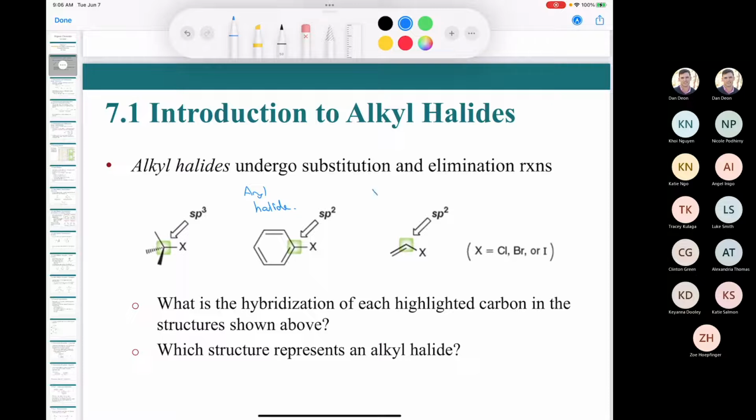And we would refer to this one as a vinyl halide because the halogen is attached to a vinyl group. The alkyl halide is the one where the halogen is attached to the alkyl group. And so this one would be our alkyl halide. Thus, we're going to be spending time focusing on compounds where we have a halogen attached to an sp3 hybridized carbon. We're going to talk about aryl halides and vinyl halides, but that's in another chapter towards the end of the course.